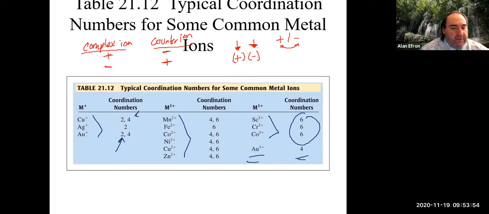Now, that's really important for what we talked about, which is coordination number. Coordination number is the number of ligand atoms that are directly bound to the metal in a complex ion. So for every bidentate ligand, you get two for the coordination number, because two of them can attach to the metal. For every monodentate, you get one.